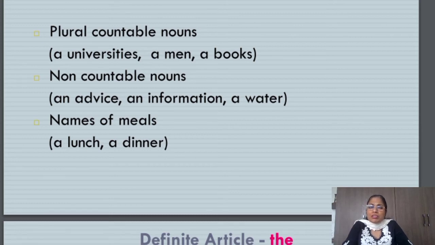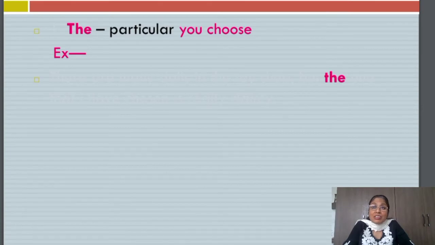Give me a water. Wrong. Give me a coffee. Can you get 2 coffees for me? Wrong. Please get 2 cups of coffee for me. Correct. I cannot say I went out to have a lunch. I will have a dinner shortly. Wrong. Now I am going to teach the definite article the.